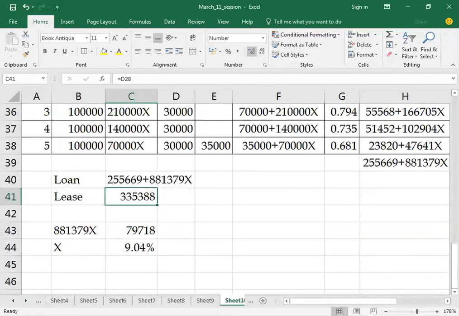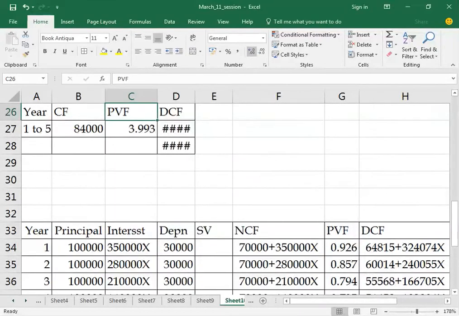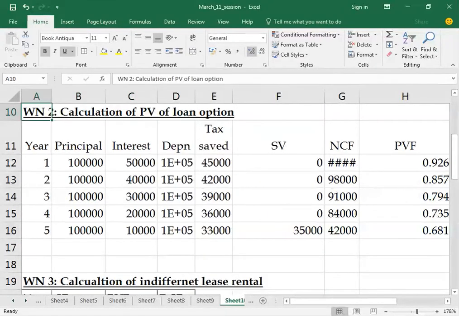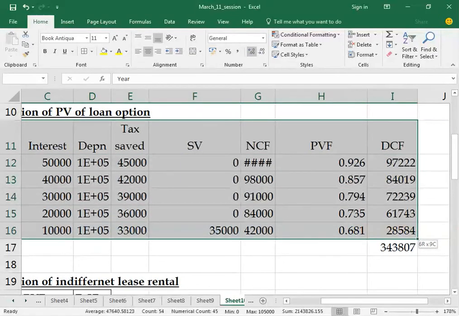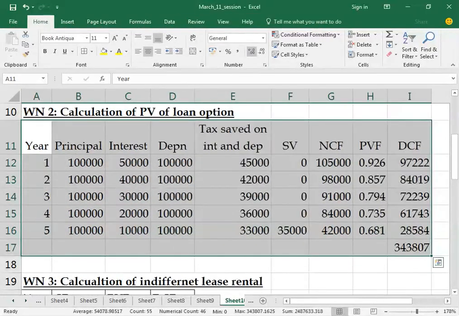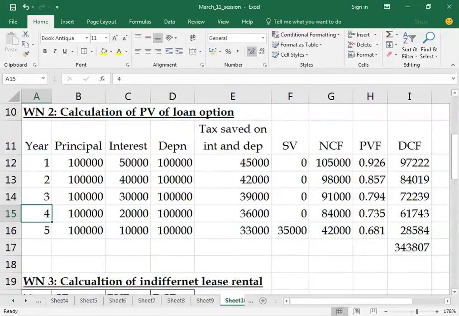Now next thing they are saying, we cannot change the interest rate. Tell us how much should the residual value be so that both are equal. They want us to change the residual value. How do we do this? The residual value can be changed. What should be the residual value? They are asking. What is the residual value? Should not be changed. Which rate is 9.04%?